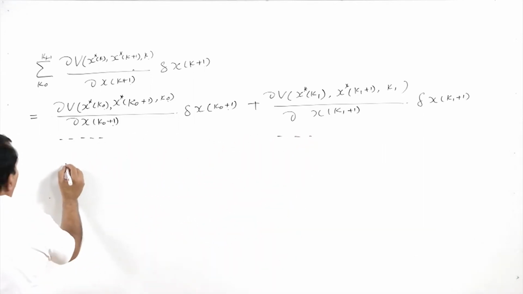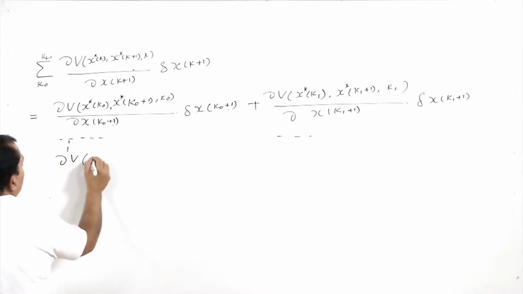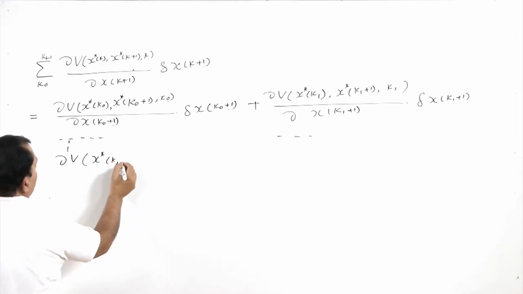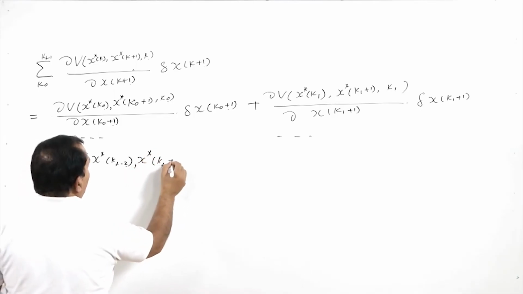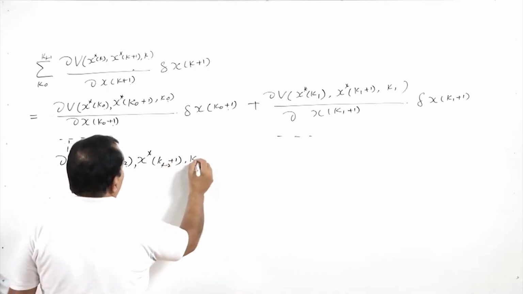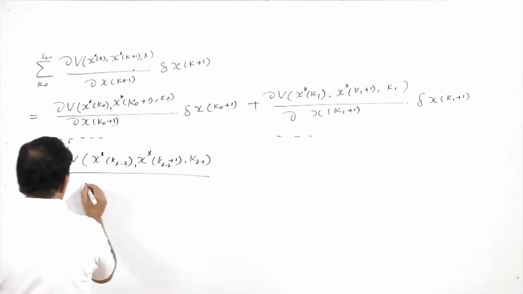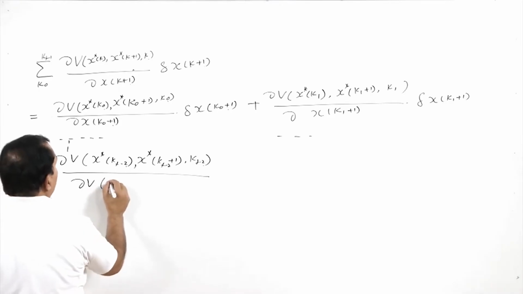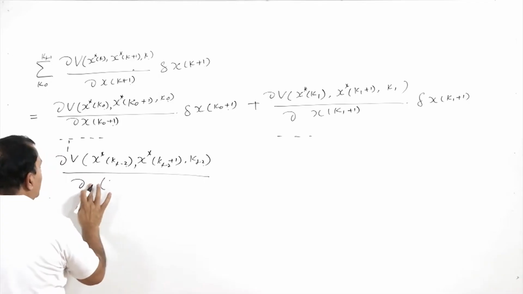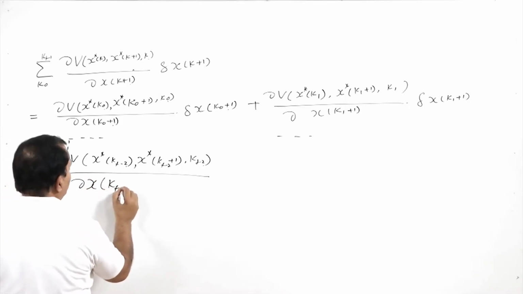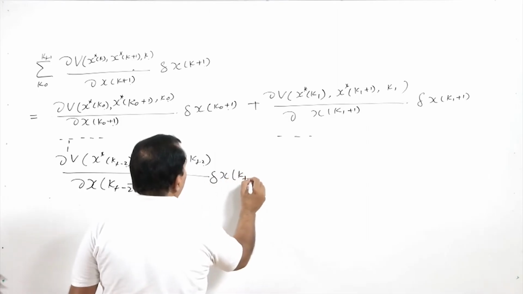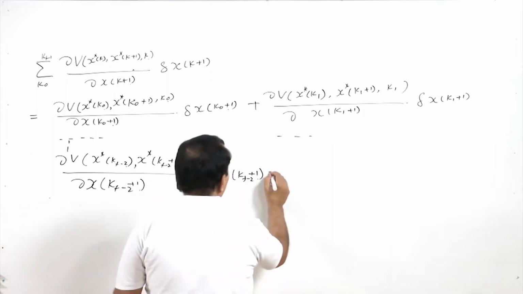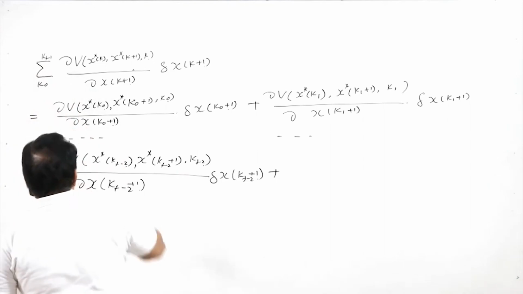So, similarly, I can have the third, fourth, up to the second last term. If I write, this will be del v at kf minus 2, x star at kf minus 2 plus 1, kf minus 2 by del v, del x at kf minus 2 plus 1, delta x of kf minus 2 plus 1. So, this is my second last term.